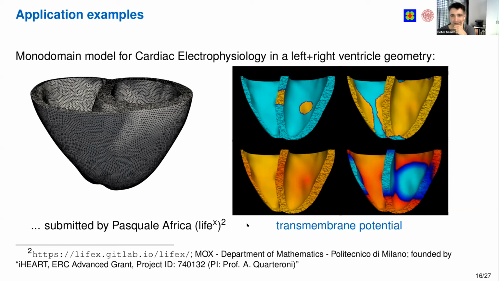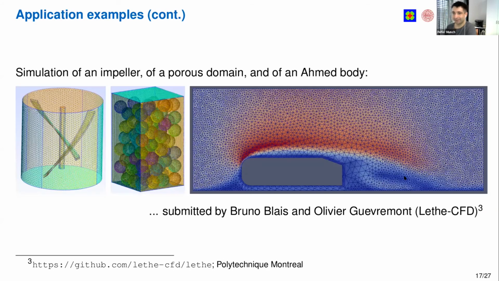So here on the left, you see definitely a complex geometry. It's a heart, and it was submitted by Pascal from the MOX group from Polimi in Milano. They did some simulation on this tet mesh with deal.II 9.3, and the results are shown here. Some other complex geometries are shown here. Here we have an impeller, a porous domain, and an Ahmed body, all very important applications in the context of CFD. And these were provided by Bruno and Olivier from Canada.